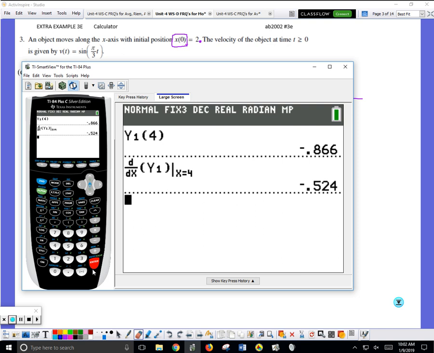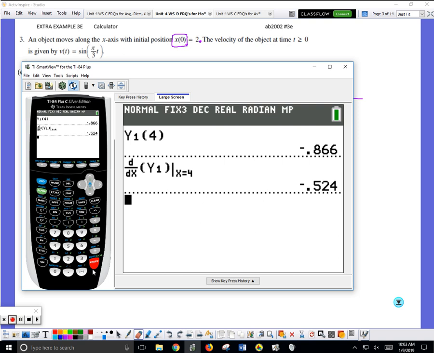Wade, do you need me to do it again? So on the 83, you do math 8, y1, comma x, comma 4. Does that work? That didn't work? Drew's work. You good, Elijah? Anybody else?